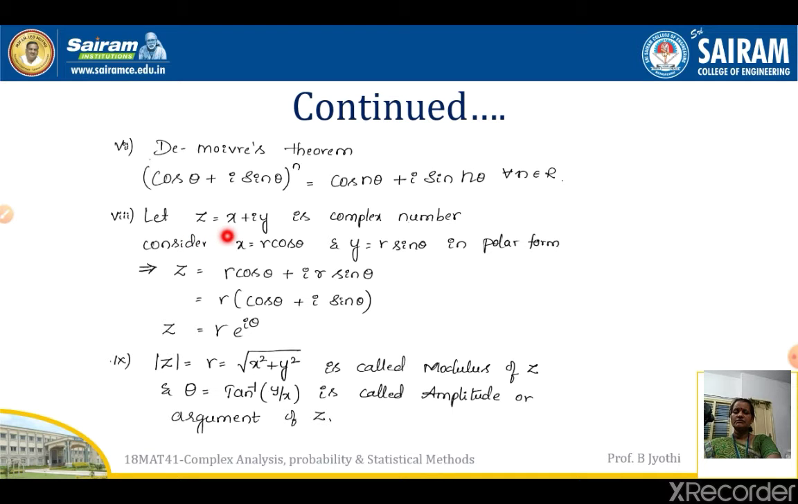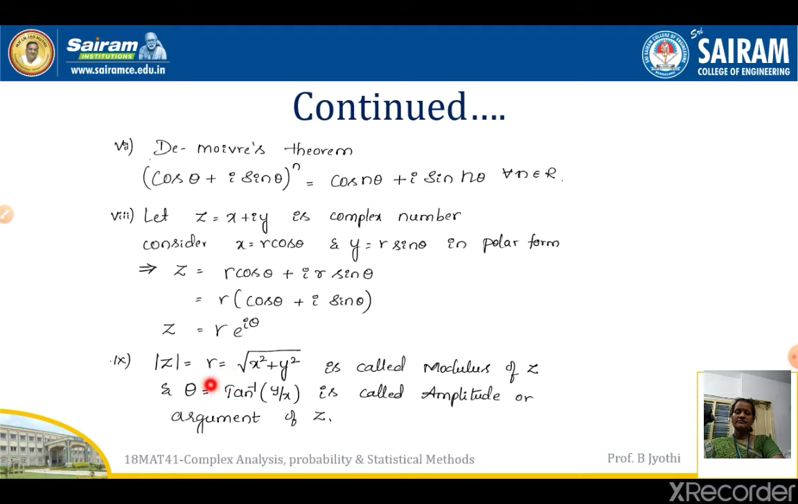Let z equals x plus iy be a complex number. Consider x equals r cos theta and y equals r sin theta in the polar form. Then z can be represented as r cos theta plus i r sin theta, or by taking r common we get it as r e power i theta, which can be used as a polar form for a complex number.